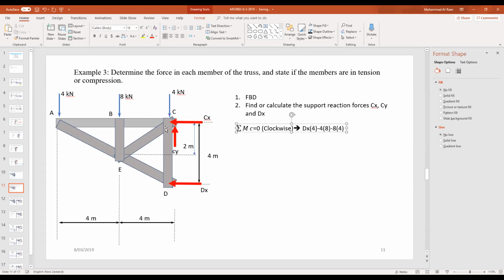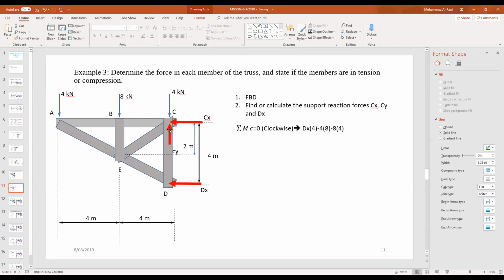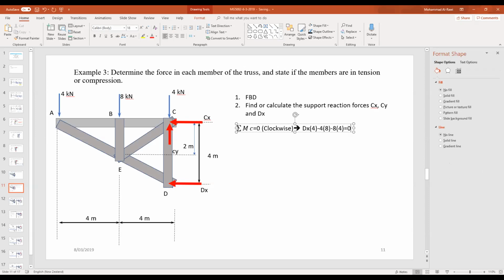And then, is there anything else there? No, because the 4 kilonewtons pass through point C. These forces pass through point C. So technically, they don't have a distance, or their distance is equal to 0, because the line of action is not active when you take the moment. So we say equals to 0.